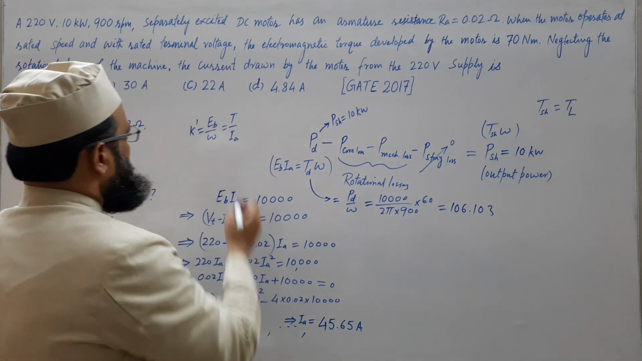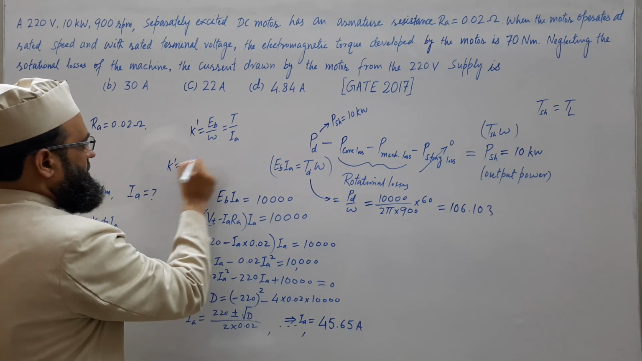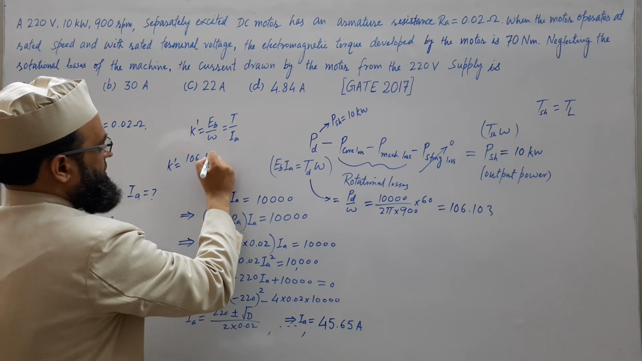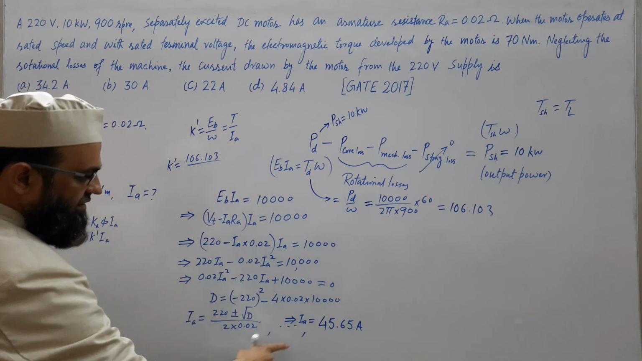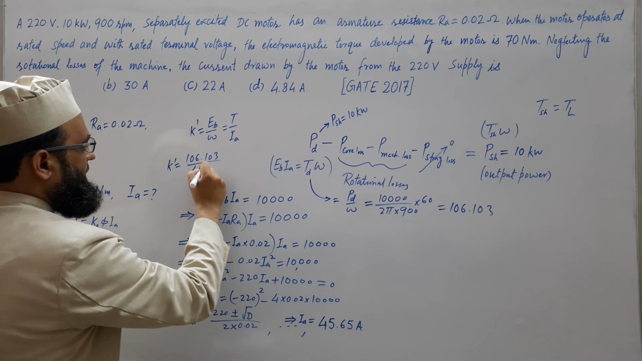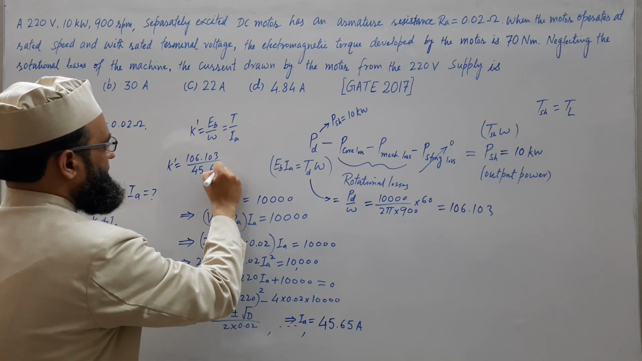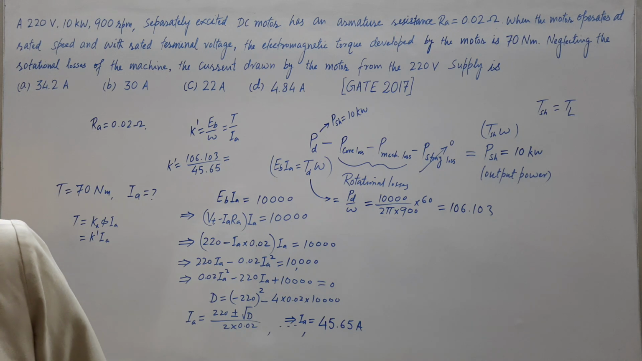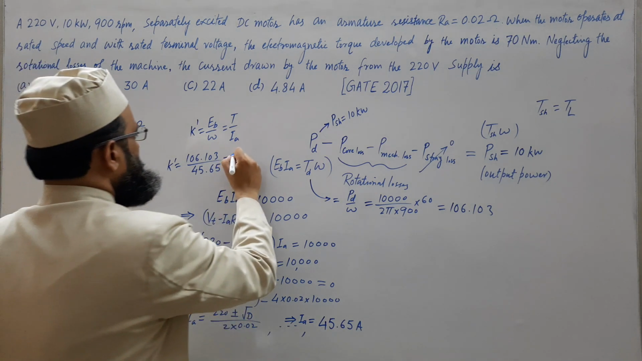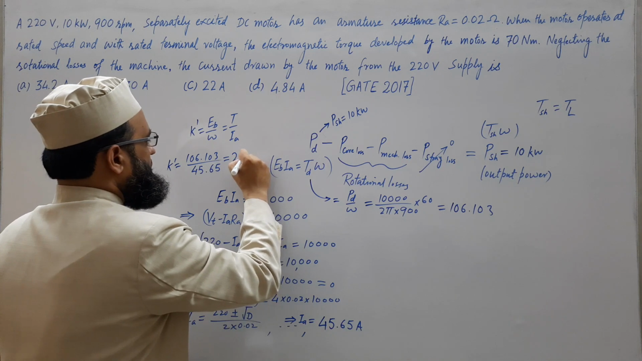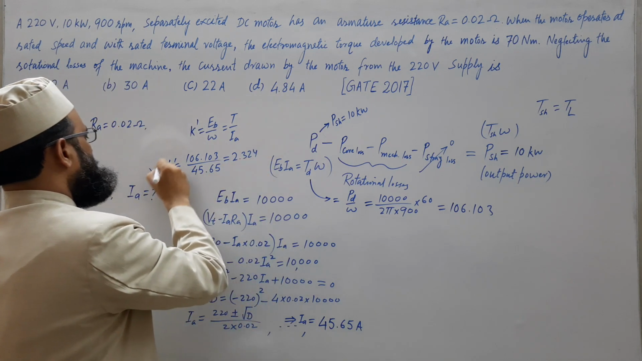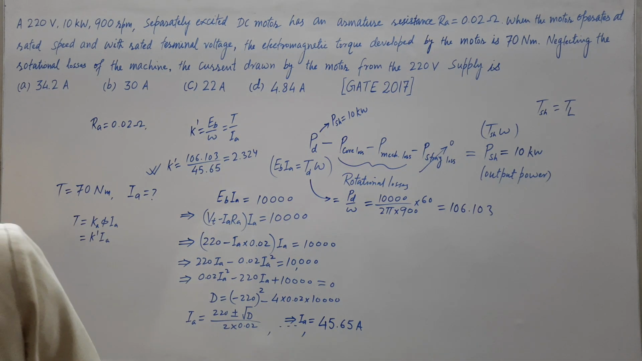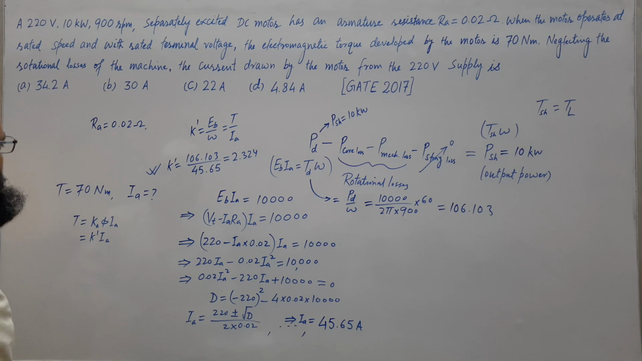Therefore K dash can be obtained as torque, substitute this value, 106.103 upon Ia we have evaluated, 45.65. So this gives you the value of 2.324. So K dash is obtained now, 2.324. Fine. So what are you waiting for now?